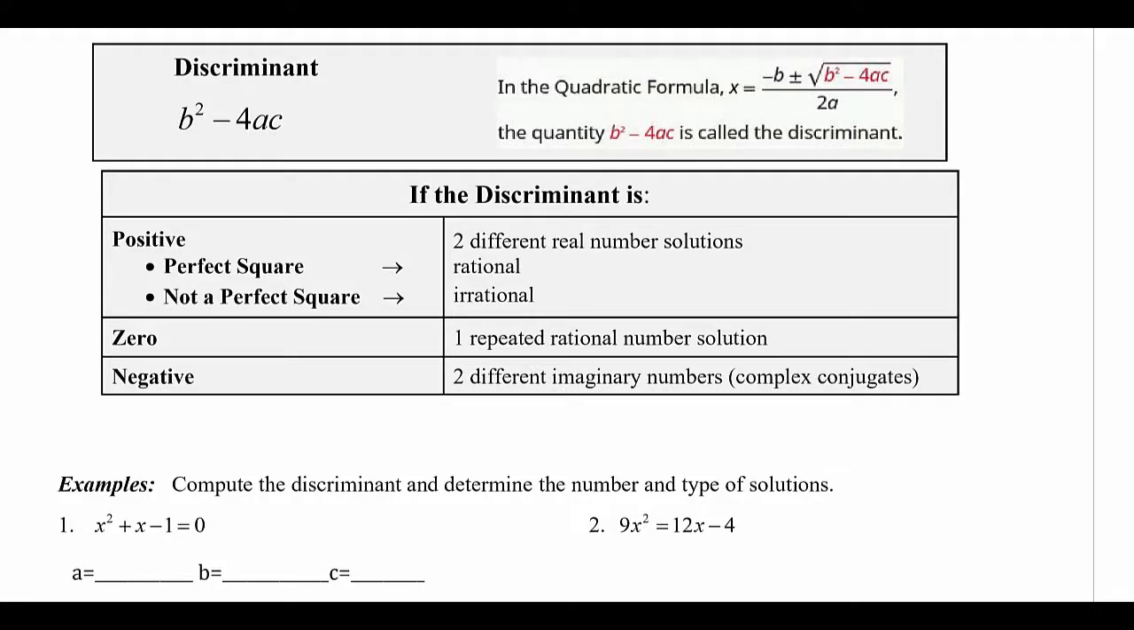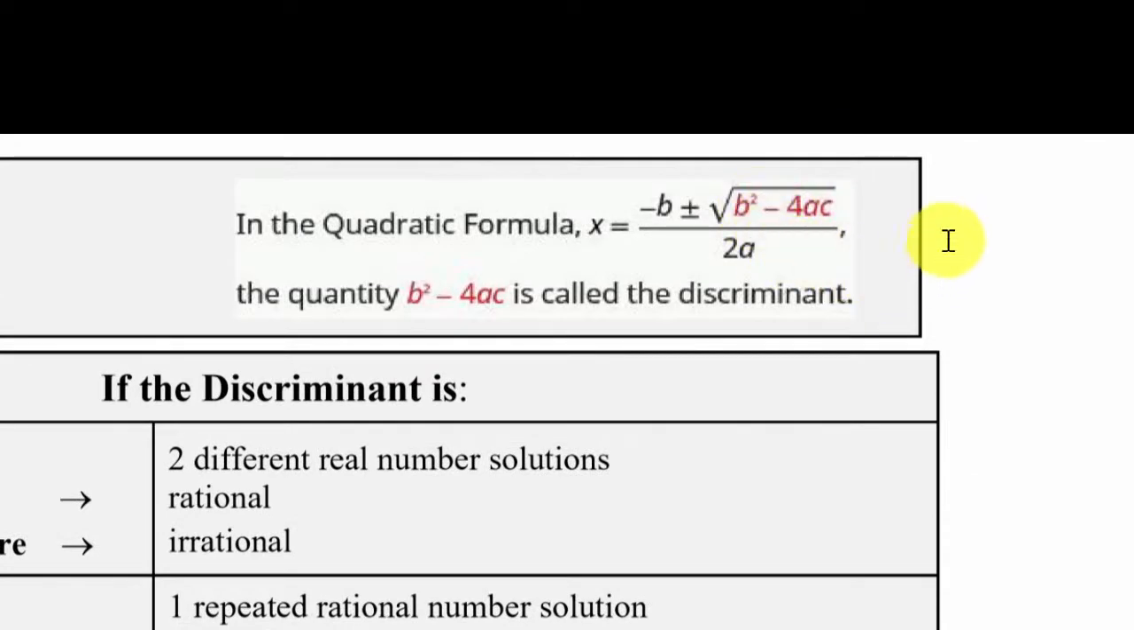So in this video, we're going to talk about the discriminant and what it is and how it helps determine what types of solutions you're going to get when you apply the quadratic formula to a quadratic equation. So the discriminant is b squared minus 4ac. It's this radicand that's under the square root in the quadratic formula.